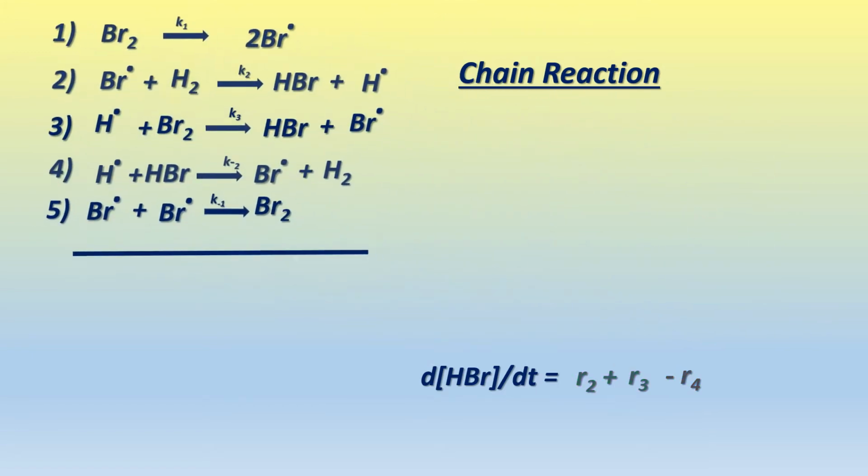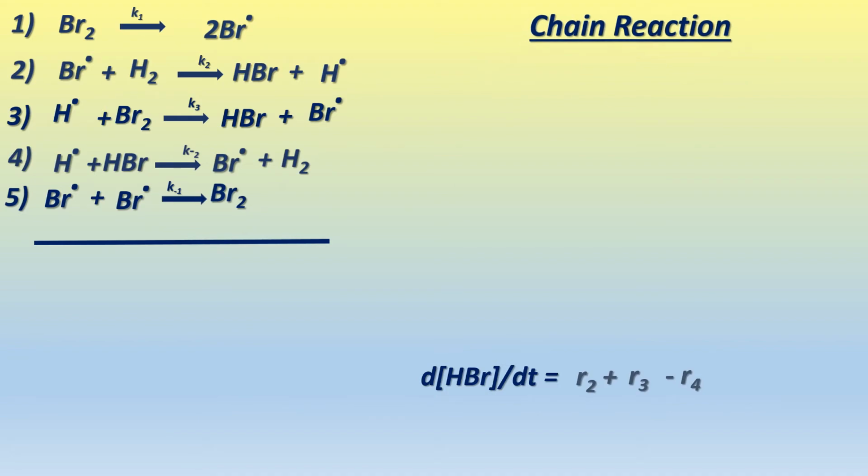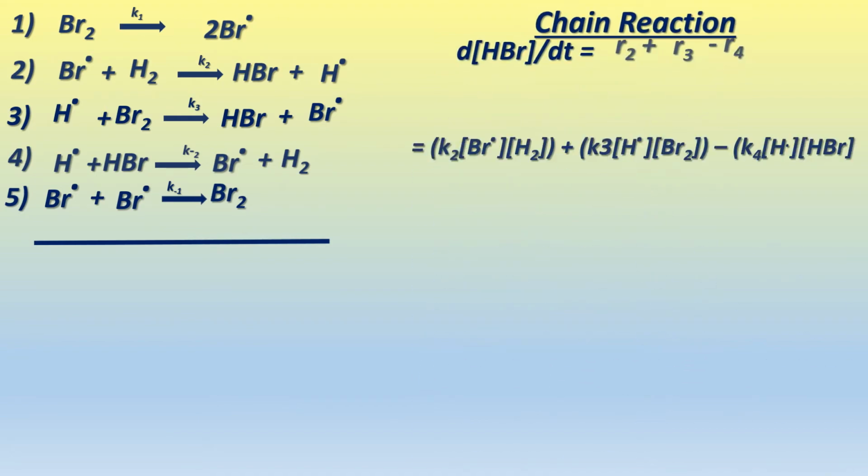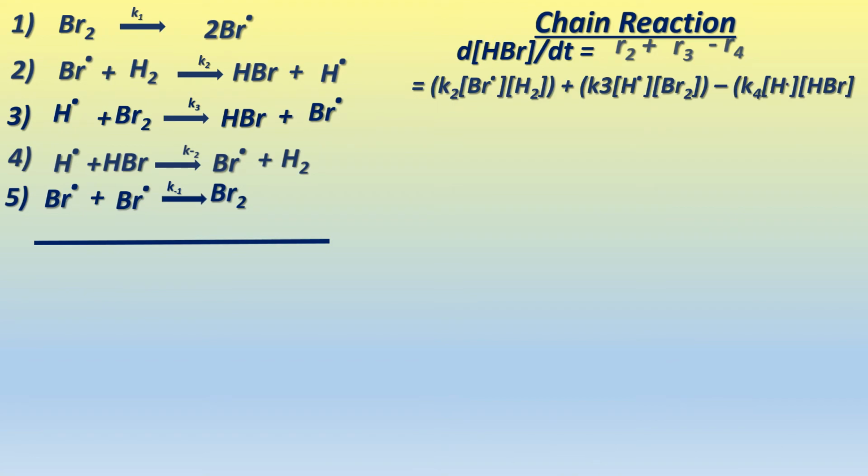If I look at this in more detail, that's going to be K2 times the bromine radical times hydrogen, plus K3 times the hydrogen radical times bromine, minus K4 times the hydrogen radical and HBr. You will notice that you have two reactive intermediates here that have to be replaced.